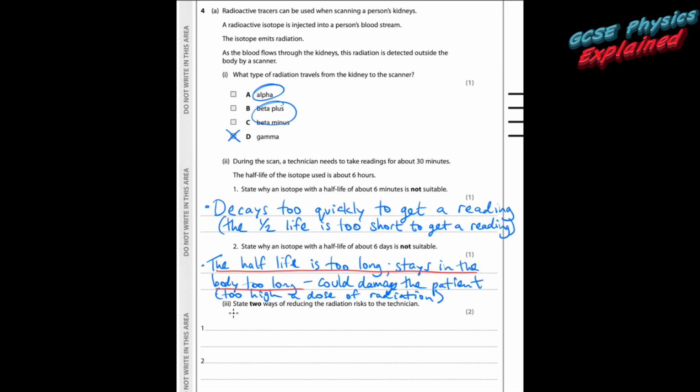Part 3. State 2 ways of reducing the radiation risk to the technician. Right, if you're the technician giving it to the patient, you want to use shielding. Usually lead. Like a lead apron, something like that. You could use tongs to pick it up. Other things you could say is limit the time that they are exposed for.